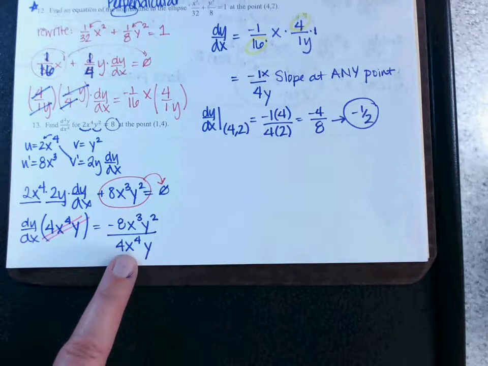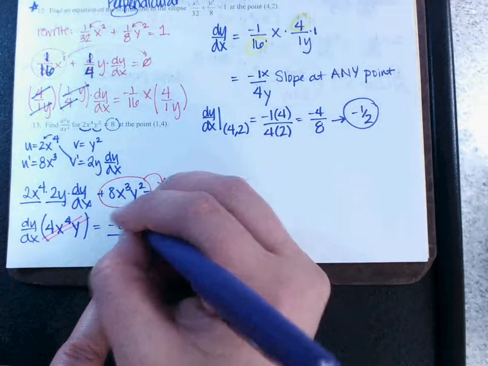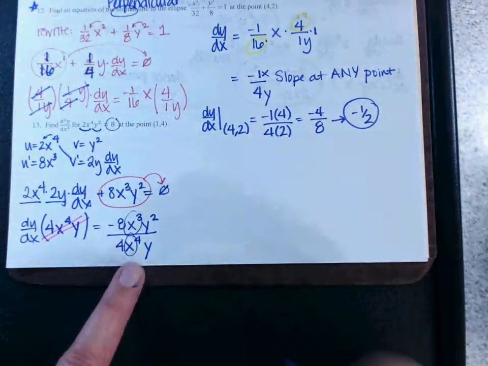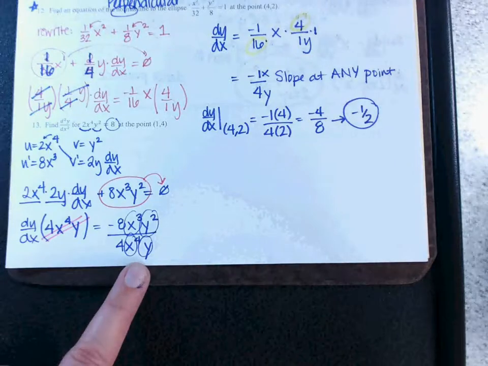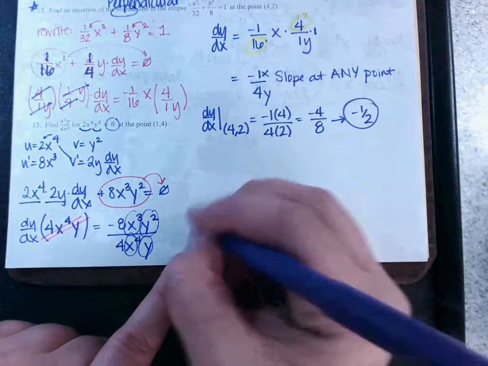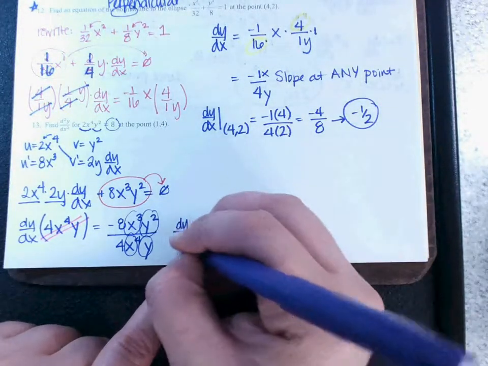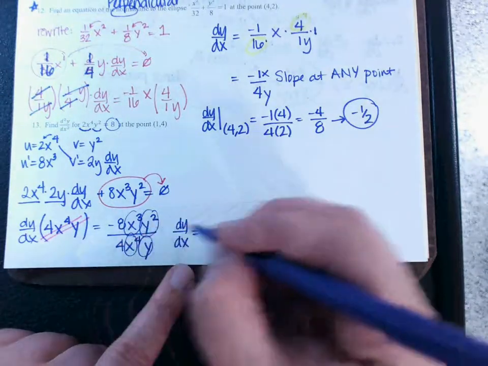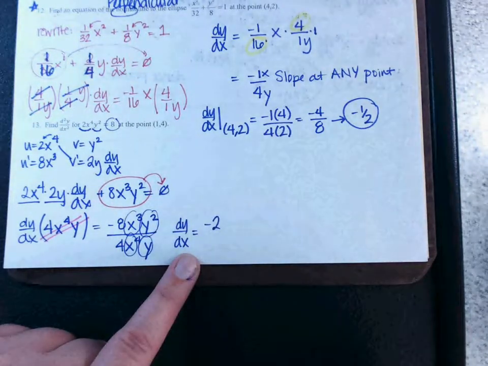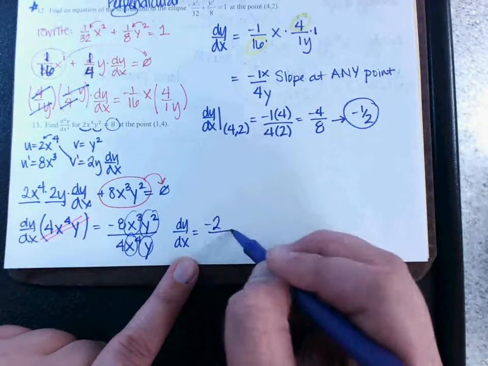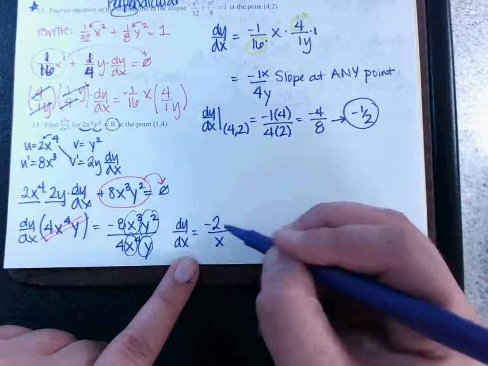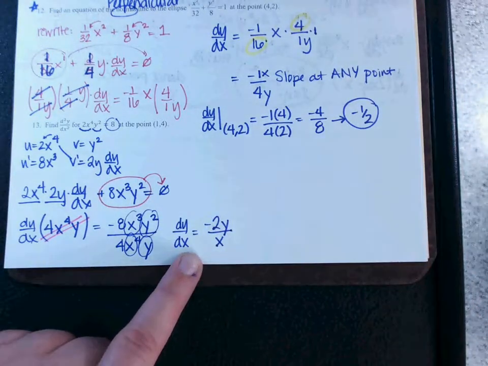Now, I don't want to leave my dy dx like that. That looks pretty ugly. So if I have x's on top and on bottom, I'm going to reduce, and if I have y's on top and on bottom, I'm going to reduce those as well. So my dy dx is going to be negative 8 divided by 4 is negative 2. I have an extra x left over on the bottom. I have an extra y left over on the top.